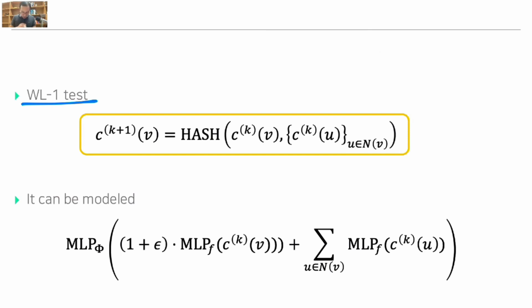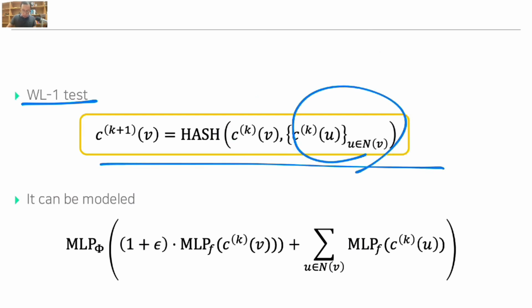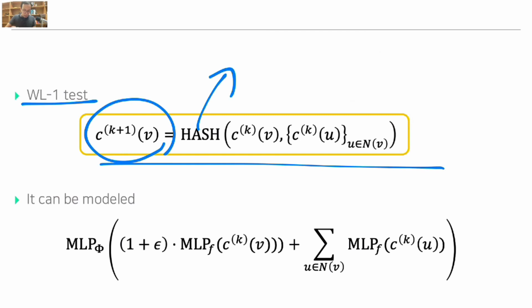The WL test can be formulated like this, right? Considering neighbor and self representation, we concatenate and use a hash to provide the new color ID. We assign it as a sort of embedding for the next layer. So for the next iteration, we use this label for another hashing function. So that was the WL1 test.